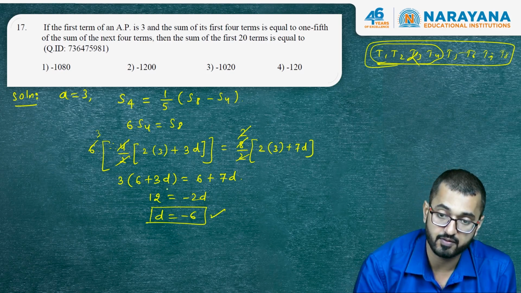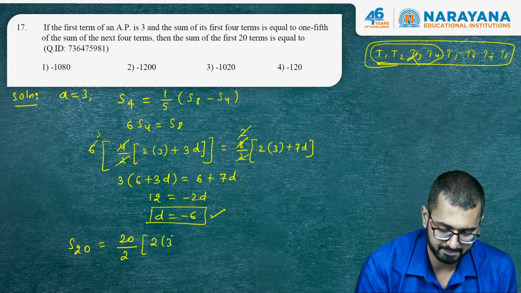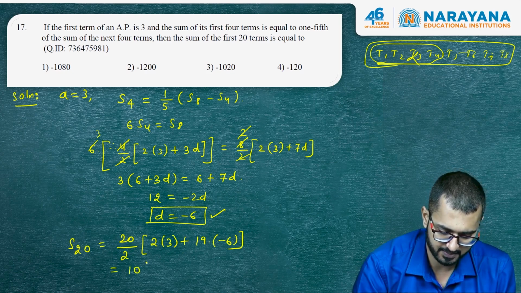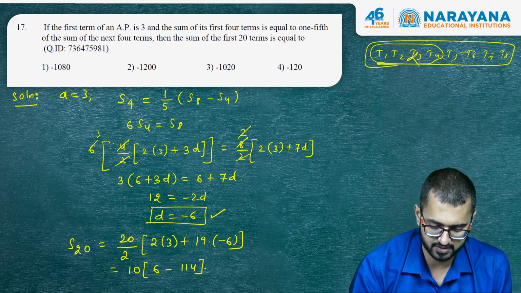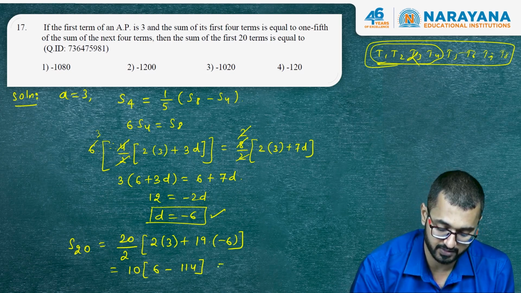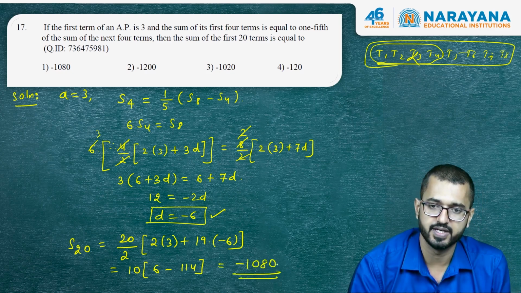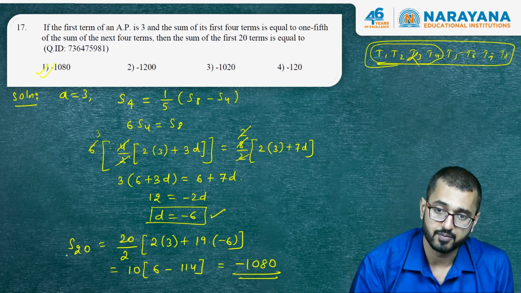Now we just need the sum of first 20 terms. So yes, we can find out S20 will be equal to 20 over 2 into (2a plus (n minus 1) into d). This will give me 10 times, this is 6 minus 19 into 6 is 114. And 6 minus 114 will give me minus 108, into 10 will give me minus 1080. So minus 1080 would be the correct answer for this. Okay, moving to the next question.